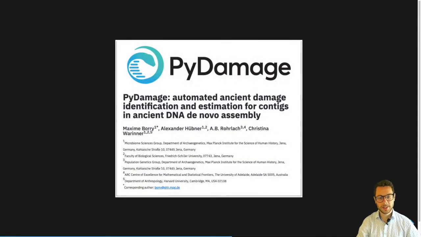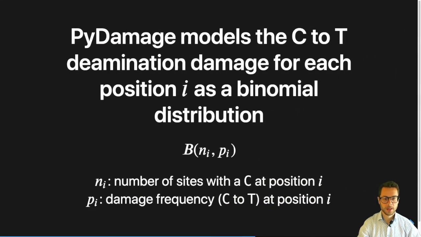And this is the method that we propose, PyDamage, which does automated ancient damage identification and estimation for contigs in ancient DNA de novo assembly. So how does PyDamage actually work? In PyDamage, we model the C2T deamination damage for each position as a binomial distribution. The binomial distribution takes two parameters, n, which is the number of cytosines at a given site, and p, the damage frequency at a given site.